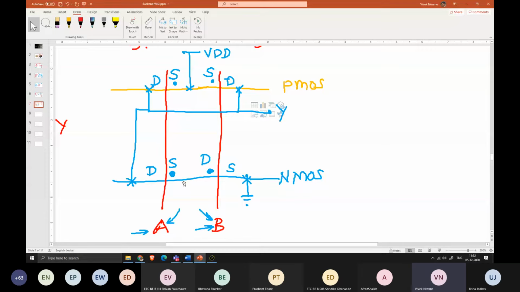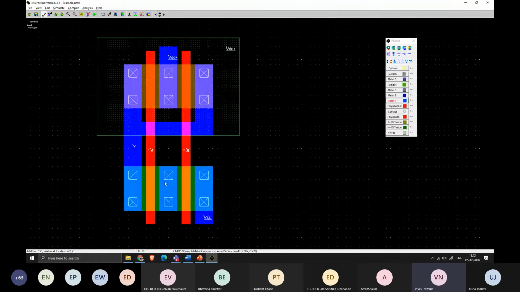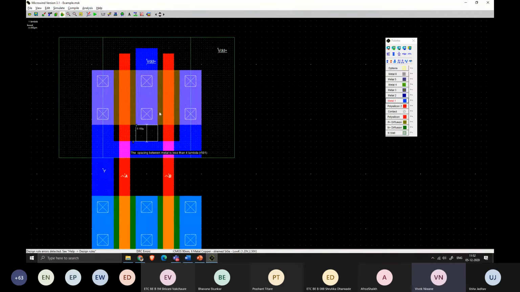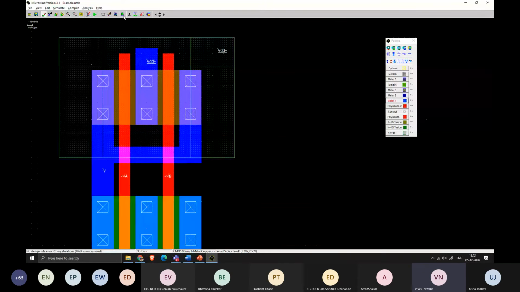स्टिक डायग्राम बनाई थी, वैसे देखते देखते मैंने लेआउट भी बना दिया। Now it's time for DRC, डिजाइन रूल चेक। क्या है, the spacing between metal is less than 4 lambda। भाई अभी यहाँ पे जो मेटल दिख रहा है, its spacing is less than 4 lambda, तो 1 lambda से कम कर देते हैं और नीचे से 1 lambda बढ़ा देते हैं। Let us go for DRC once again.